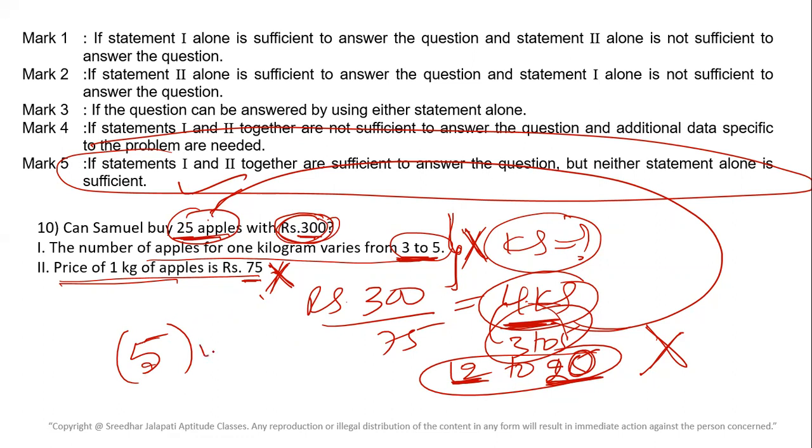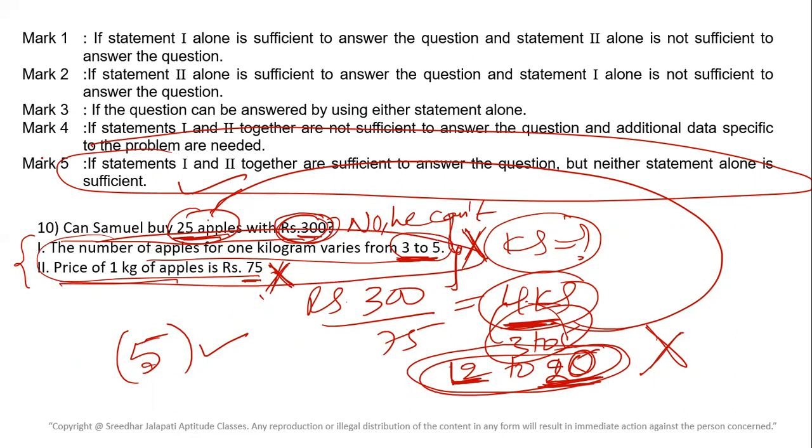That's why data is sufficient. From both the statements together, we have concluded that he can get a minimum of 12 and a maximum of 20. So therefore he cannot get 25 apples. So as the question is, can he get 25 apples? No, he cannot. Since we are able to answer by using both 1 and 2 together, the answer is both statements together sufficient. Okay, right.